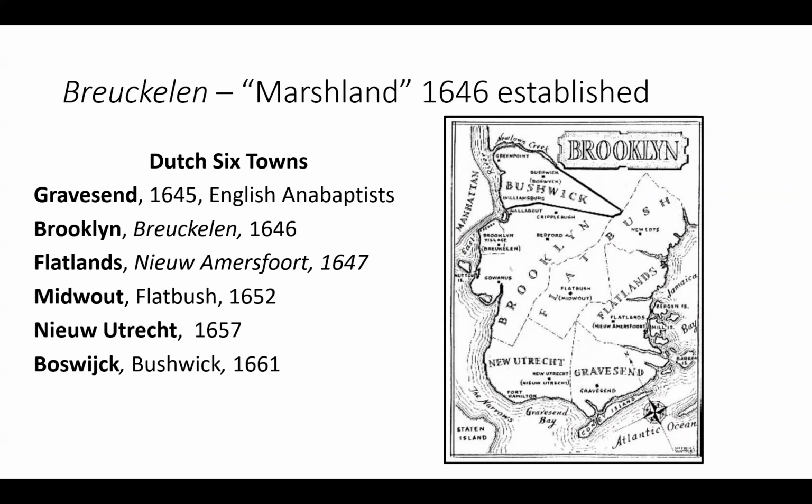Brooklyn, 1646. Flatland, 1647. Midwood, which is today Flatbush, 1652. New Utrecht, 1657. Bushwick, 1661. And so you see on the map that a small settlement would be established, but since these were agricultural settlements, you'd have a town hall and maybe a school, but the majority of the people were farmers. They were chopping down the trees and turning the forested areas of Brooklyn into farmland.